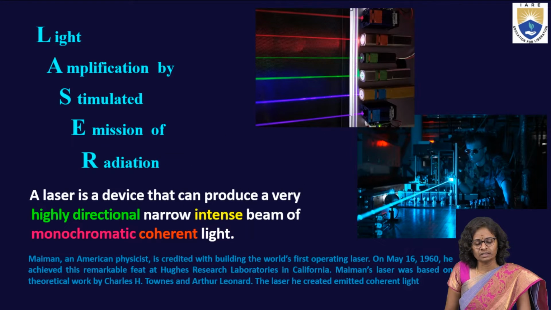A laser is a device that can produce a very highly directional, narrow, intense beam of monochromatic coherent light. It was introduced by Maiman, an American physicist, credited with building the world's first operating laser on May 6, 1960. He achieved this remarkable feat at Hughes Research Laboratories in California. Maiman's laser was based on theoretical work done by Charles H. Townes and Arthur Schawlow. The laser he created emitted a coherent light source.